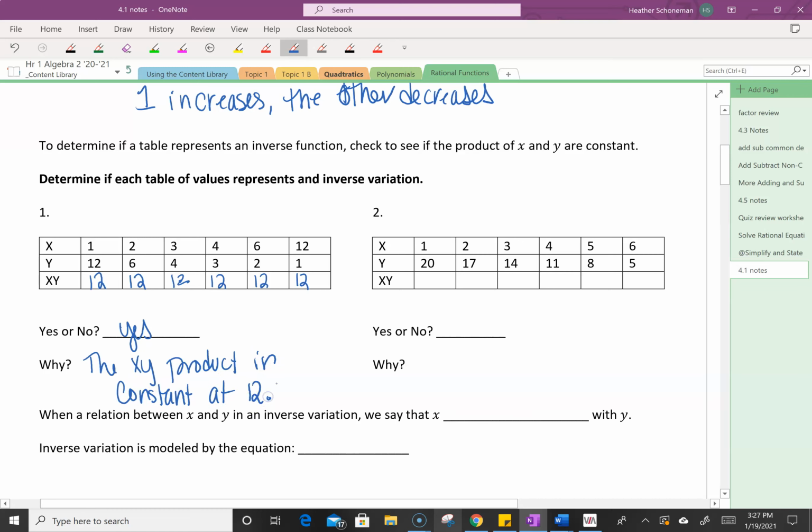at 12. Now we're going to look at the equation here in just a minute, and you'll see what the constant is and where the 12 would go, but it's always remaining the same. It never changes, so it's the same factor every single time.